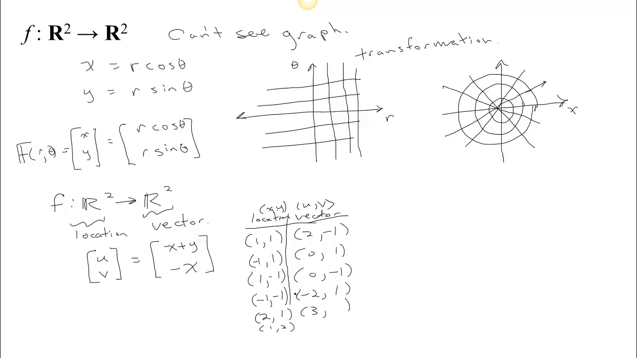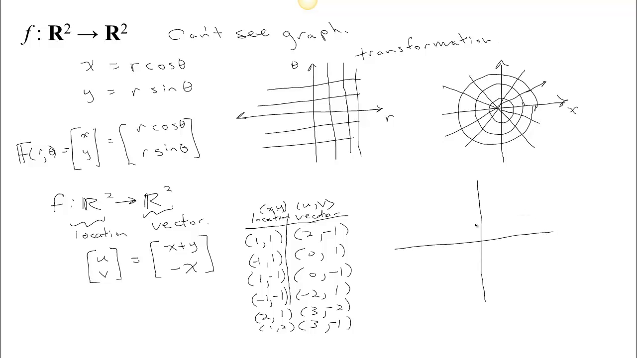2 plus 1 is 3, right? x plus y, that's how you get the first entry. To get the second entry, you take the opposite of the x. The x in this case is 2, so its opposite is negative 2. This last input that I chose, 1, 2: 1 plus 2 is 3, and negative x would be negative 1.